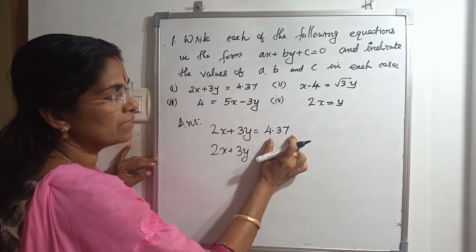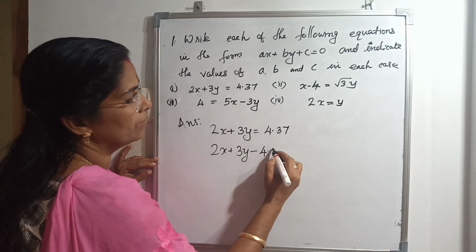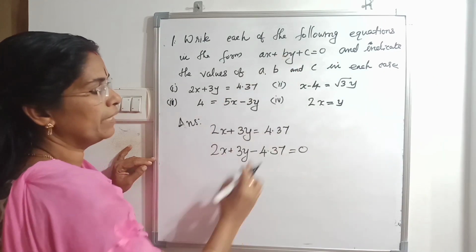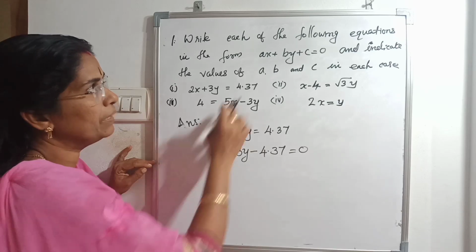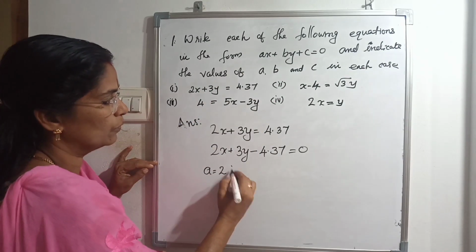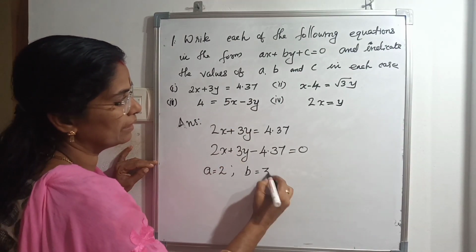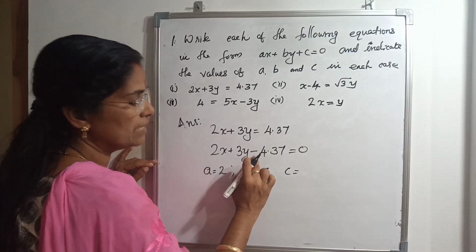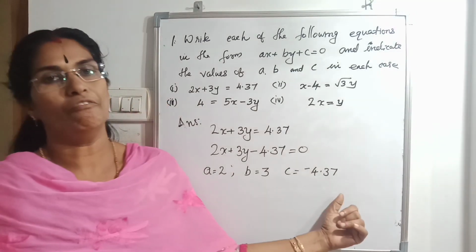When we transpose this right side positive number, it becomes negative on the left side. Minus 4.37 equal to 0. Now, it is in the form ax plus by plus c equal to 0. So, what is a here? A means the coefficient of x. Here, a is equal to 2. What is b? It is the coefficient of y. b equal to 3. What is c? Plus c, it is a constant term. So, what is here? Minus 4.37.